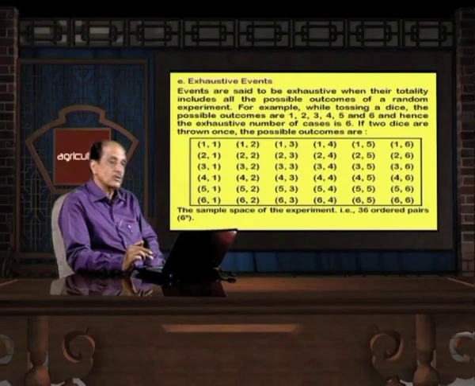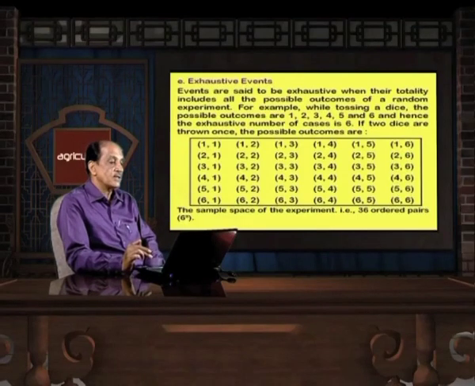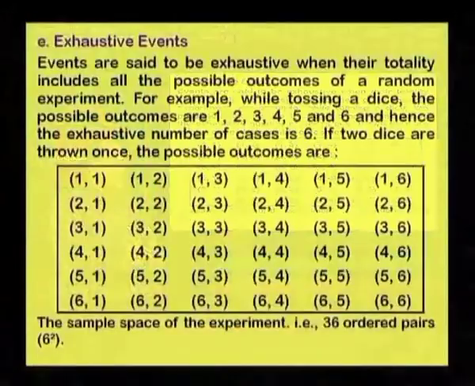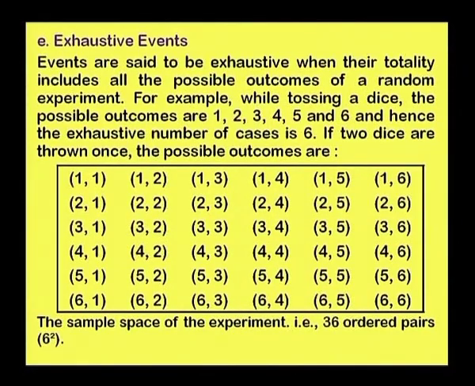And last is exhaustive events. Events are said to be exhaustive when their totality includes all the possible outcomes of a random experiment. For example, while tossing a dice, the possible outcomes are 1, 2, 3, 4, 5 and 6, and hence the exhaustive number of cases is 6.